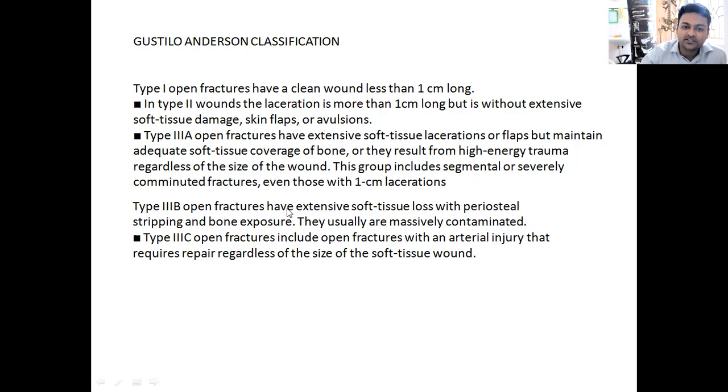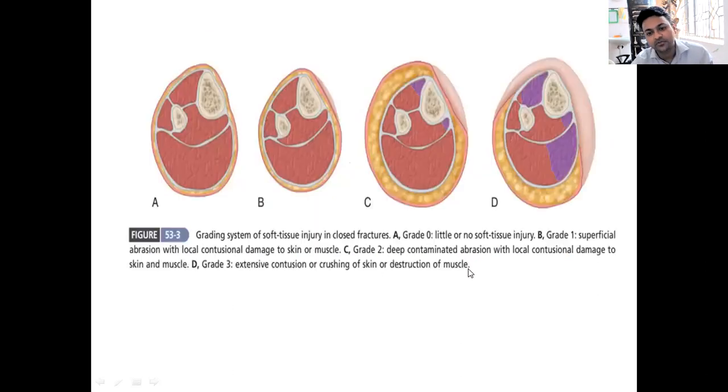Type 3B open fractures have extensive soft tissue loss with periosteal stripping and bone exposure. They usually are massively contaminated. Type 3C open fractures include open fractures with an arterial injury that requires repair regardless of the size of the soft tissue wound. Here you can see the soft tissue grading system for the injury.